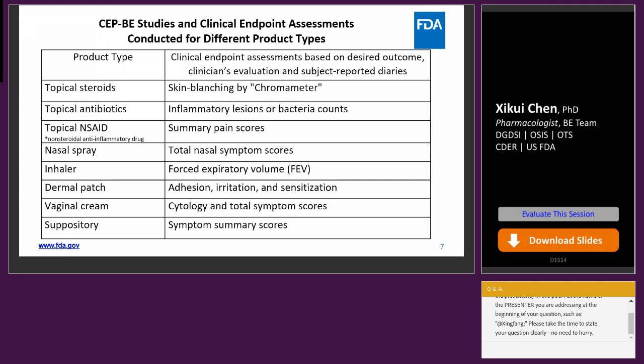For dermal patch, the adhesion, irritation, and sensitization were reviewed. Cytology and the total symptom scores were assessed for vaginal cream, and for suppository, symptom summary scores were evaluated.